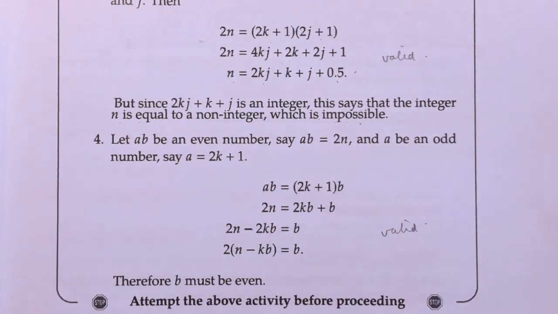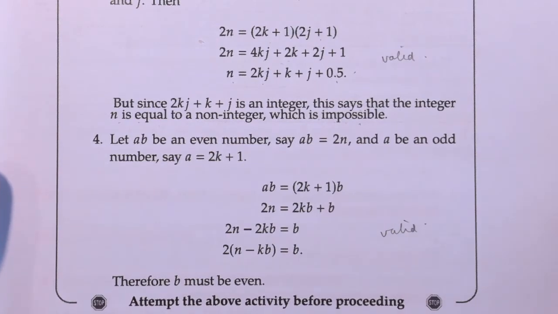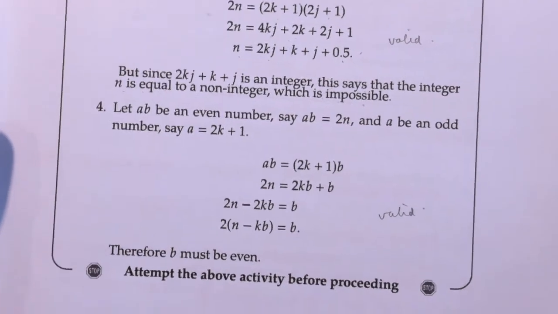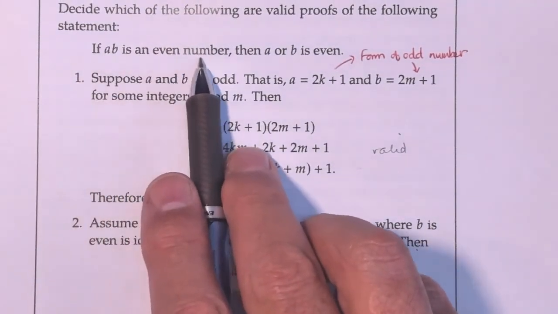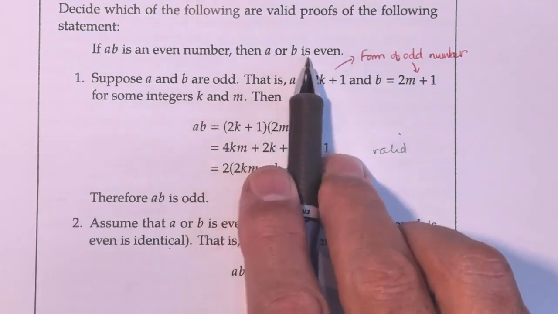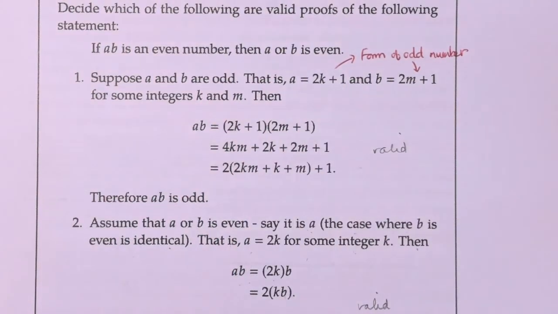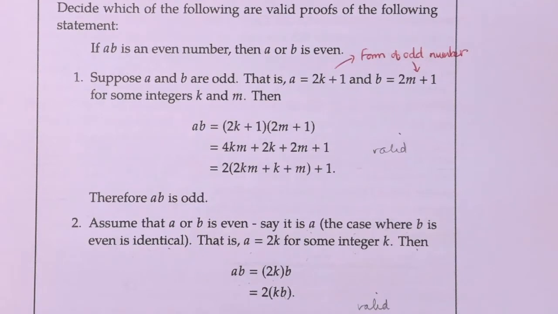Now folks, that represents the same problem. All of this was trying to show that if ab is an even number, then either a or b will have to be even. All four of the ways we presented the argument are valid ways of arguing.